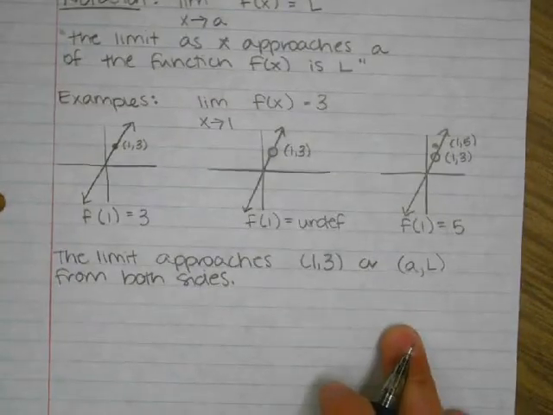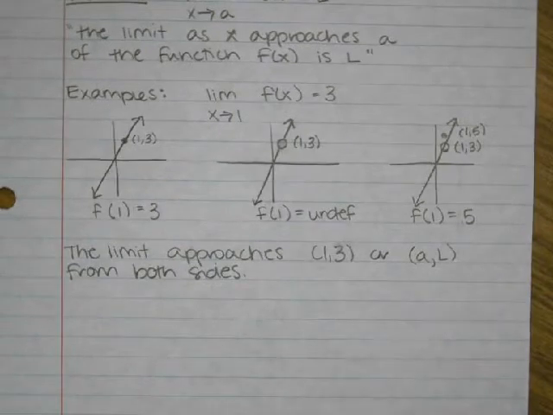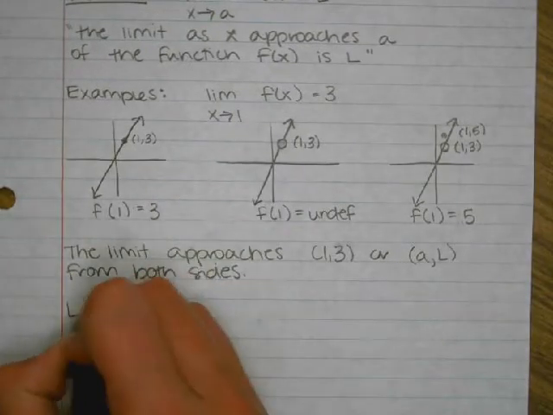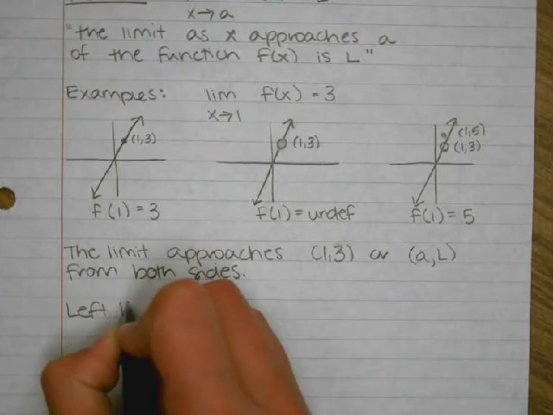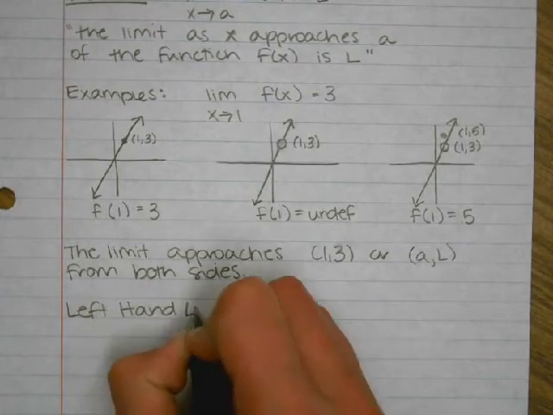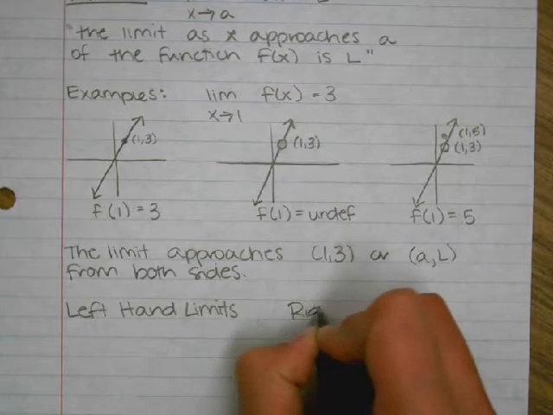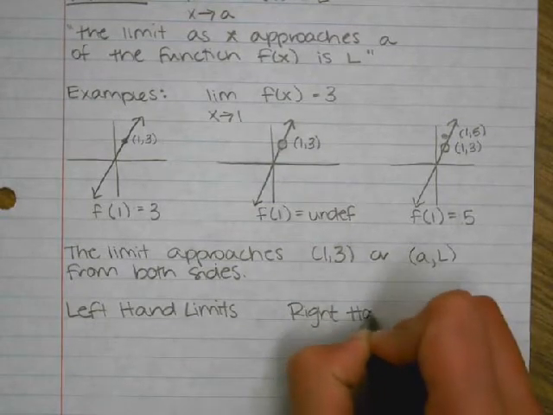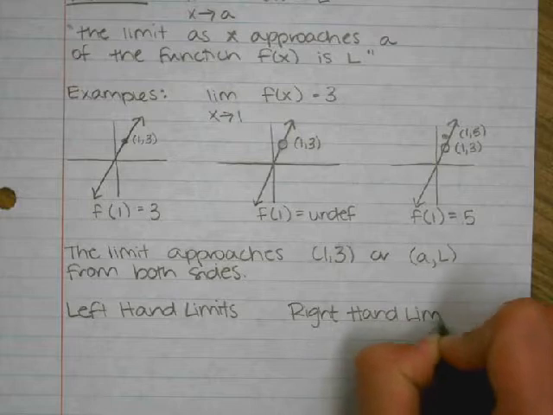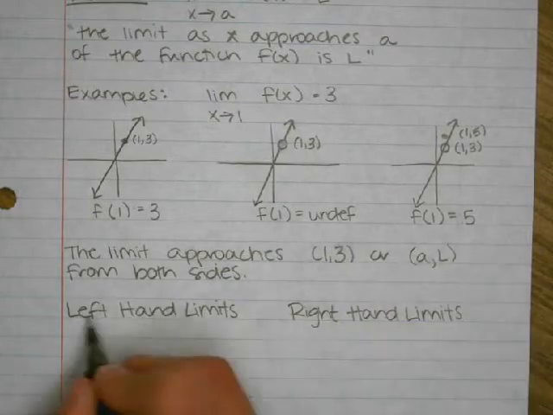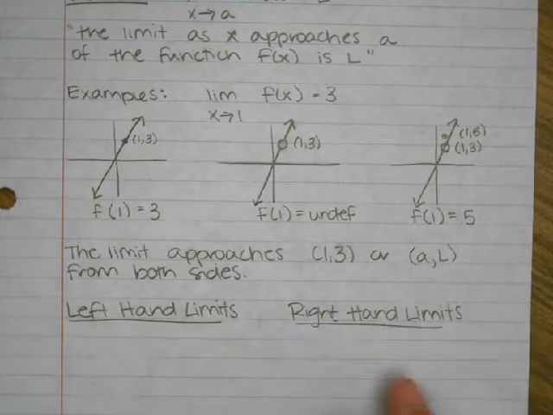Now, it is possible to look at a limit from each side. We have left-hand limits and right-hand limits. And it is possible for those two limits to not be the same on either side. So we want to be able to look at them and compare them and see what conclusions we can come to after we find them.